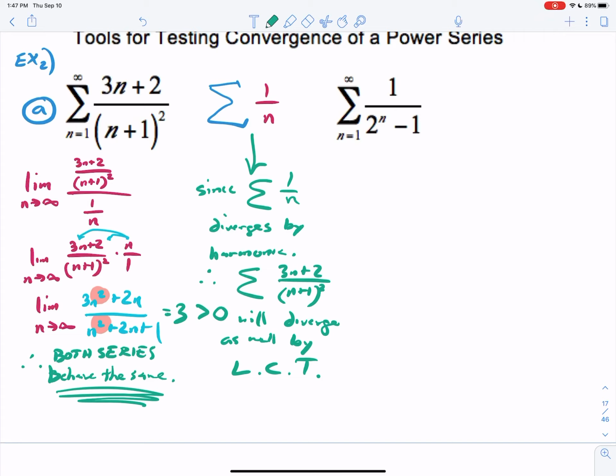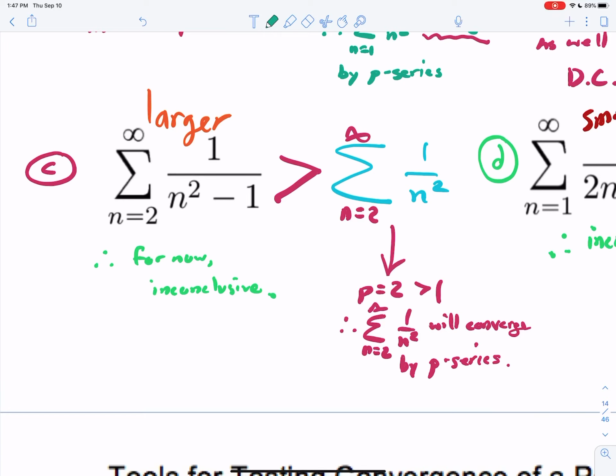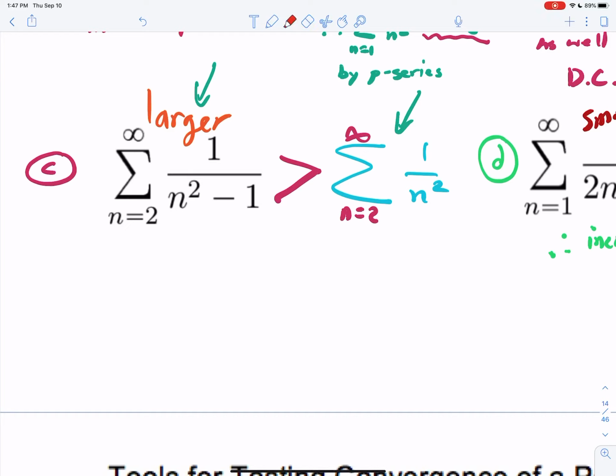So let's go back real quick to one of our inconclusive ones. Check this one out here. This is example 1 part C. We saw that the smaller series converged, but that didn't guarantee that the larger one would, right? So take a look here. What if we were to run the limit comparison test? So the limit as n goes to infinity, and again, it doesn't matter which one goes on top, but I'll just go in order.